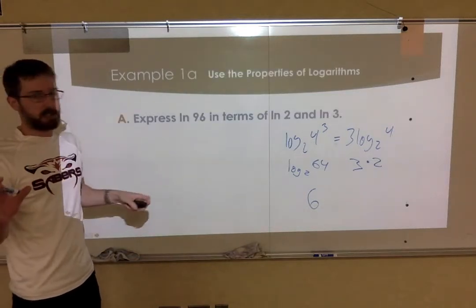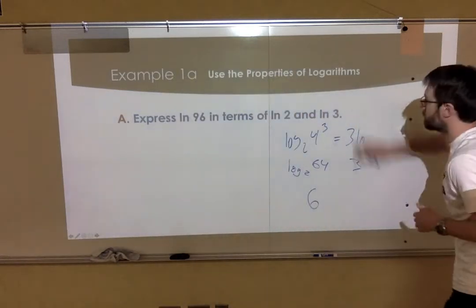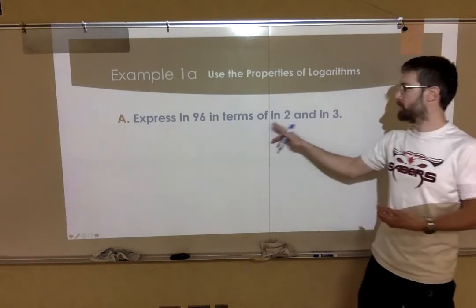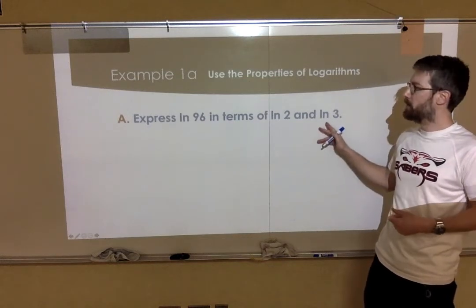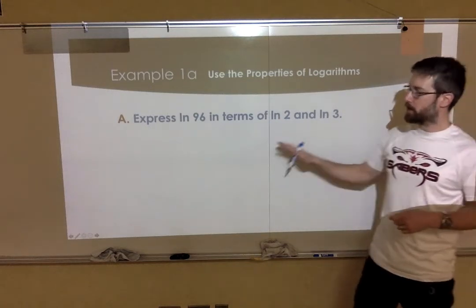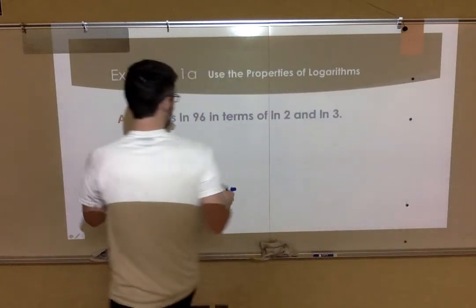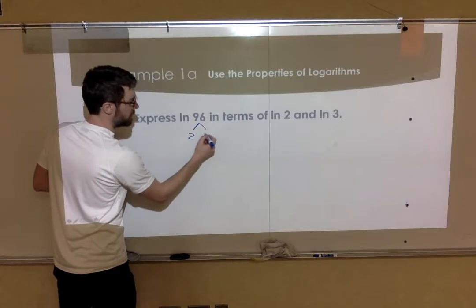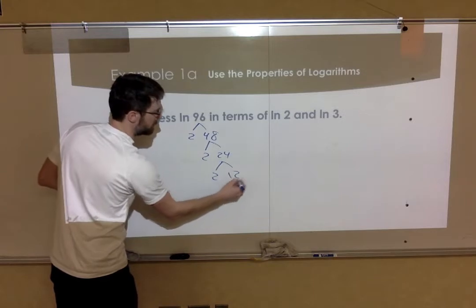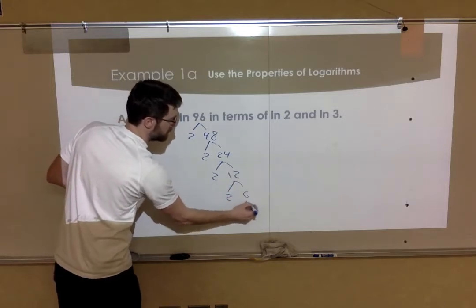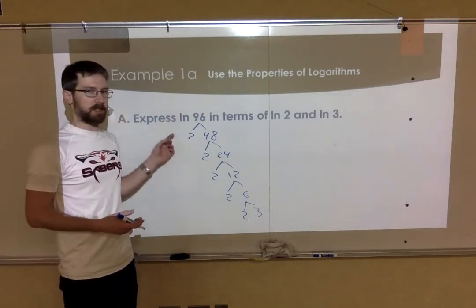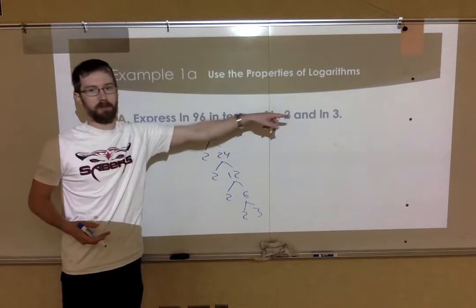All right, so what you're actually going to be doing with this. First off, we're expressing logs in terms of the logs of some of their factors. So express natural log of 96 in terms of natural log 2 and natural log 3. What I'm going to do to start this is factor 96. So I've got it factored all the way, where it's the prime factorization. These are all prime numbers. It's also all 2s and 3s, which is what I want.